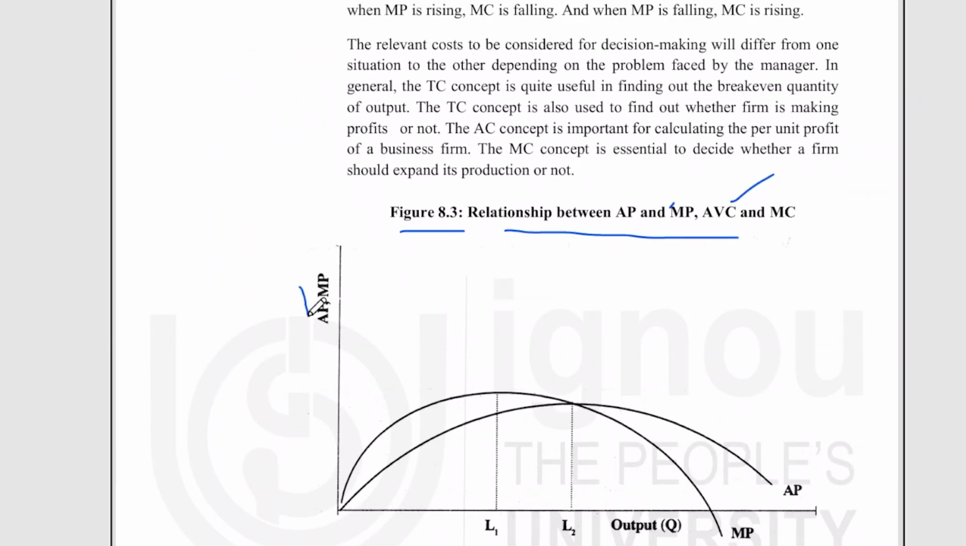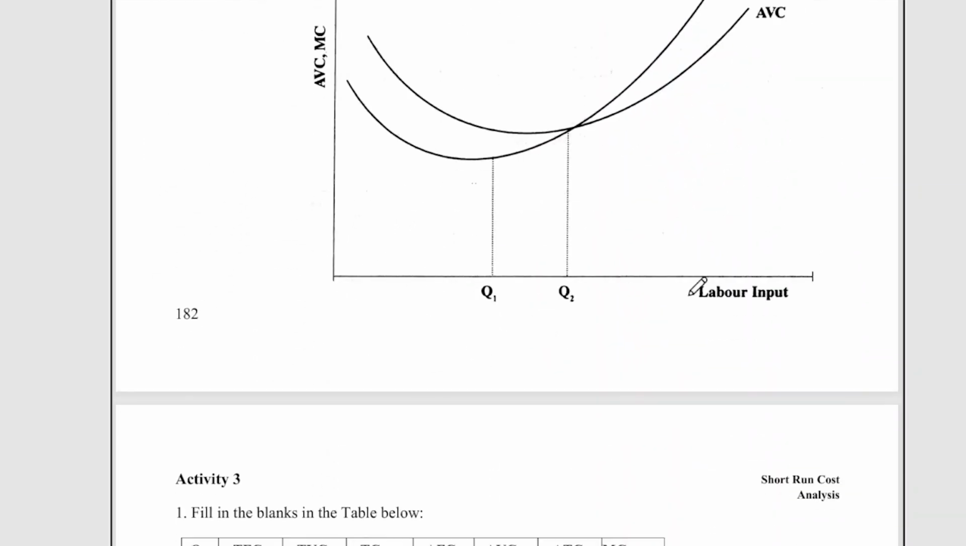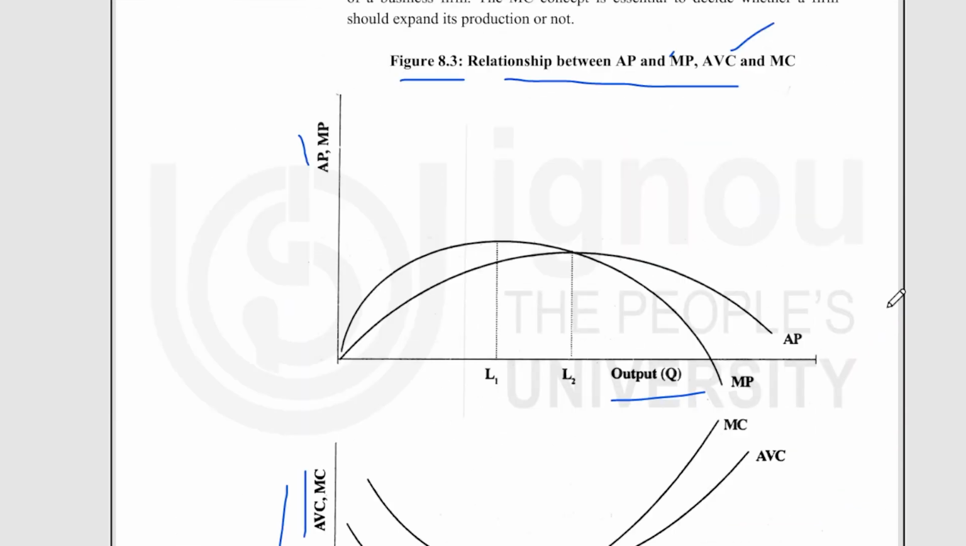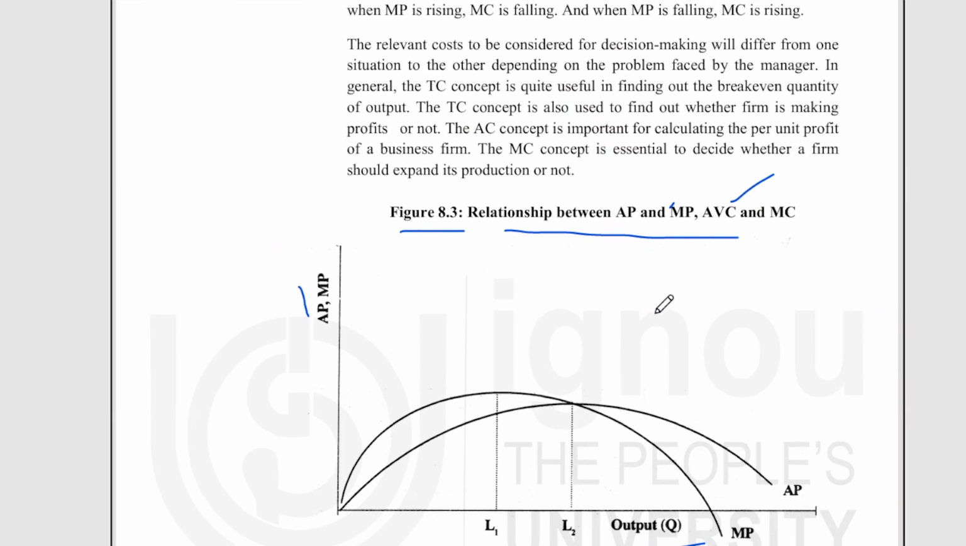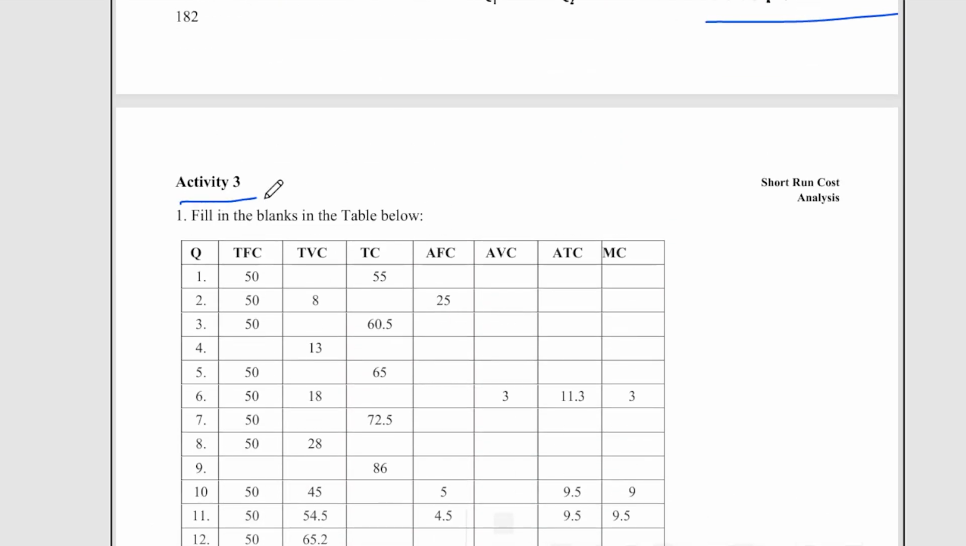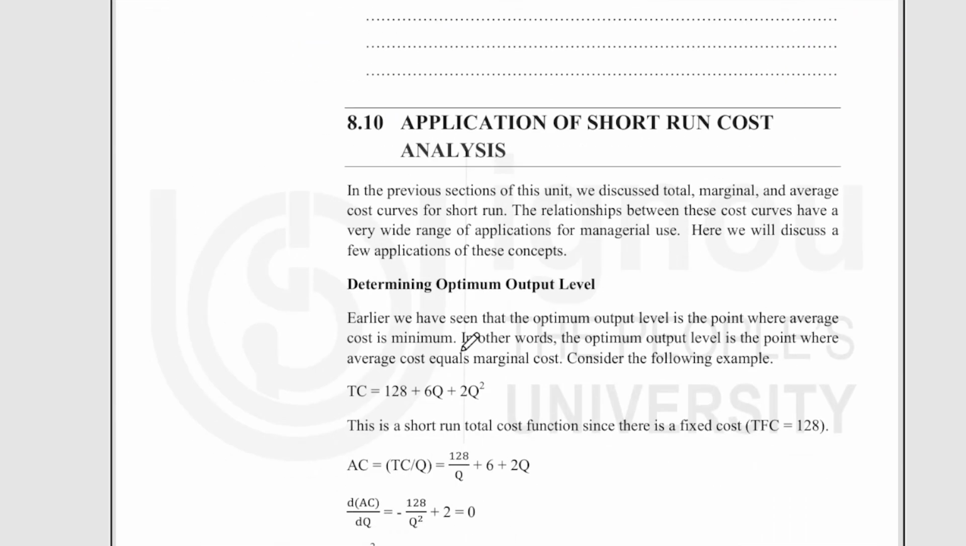Here is figure 8.3, the relationship between AP, MP, AVC and MC. Here are AP and MP, and here is output. Next, labor input is here, and AVC and MC are here. So this is figure 8.3. Please refer to your IGNOU study material, and here is activity 3 based on this subsection. Please try to do it. It will help you for your examination.